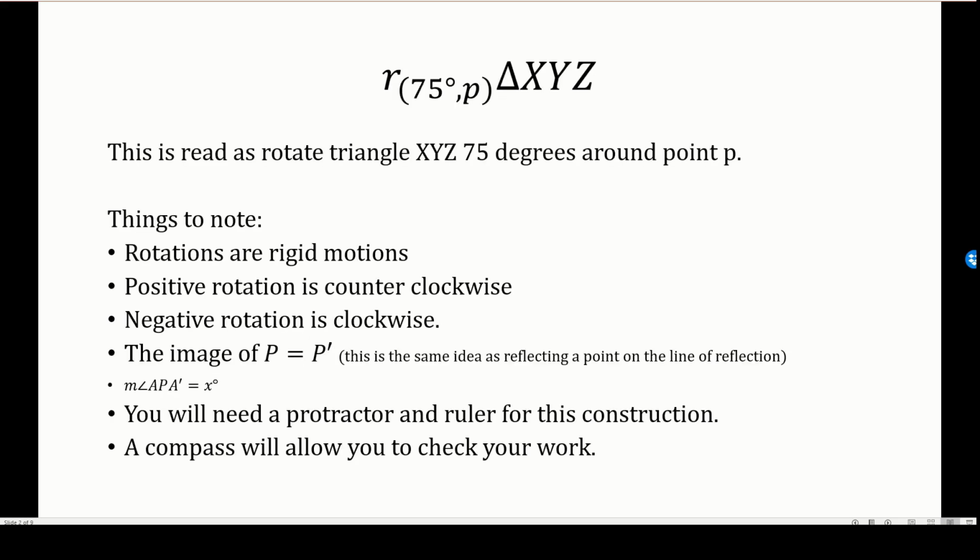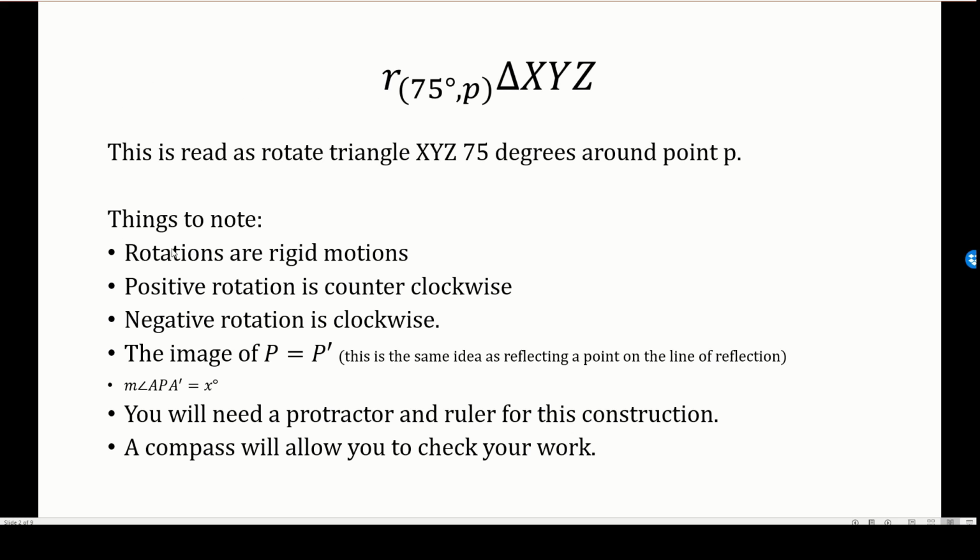Alright, so we're finally on the little r, the only one that we're going to do that uses a lowercase letter in this chapter. So this is read as the rotation of triangle X, Y, Z 75 degrees around point P. Again, the rotation of triangle X, Y, Z 75 degrees around P. Now, this may be new to you. There's positive rotation and there's negative rotation.